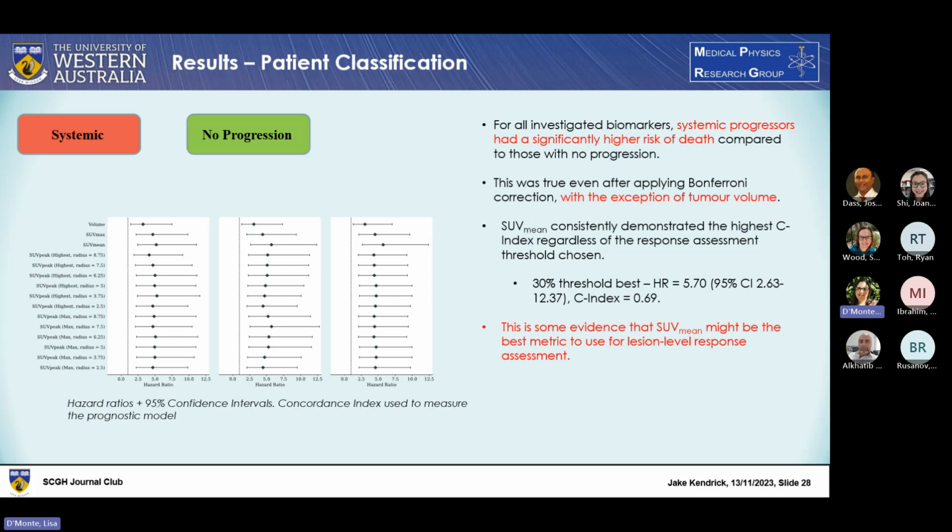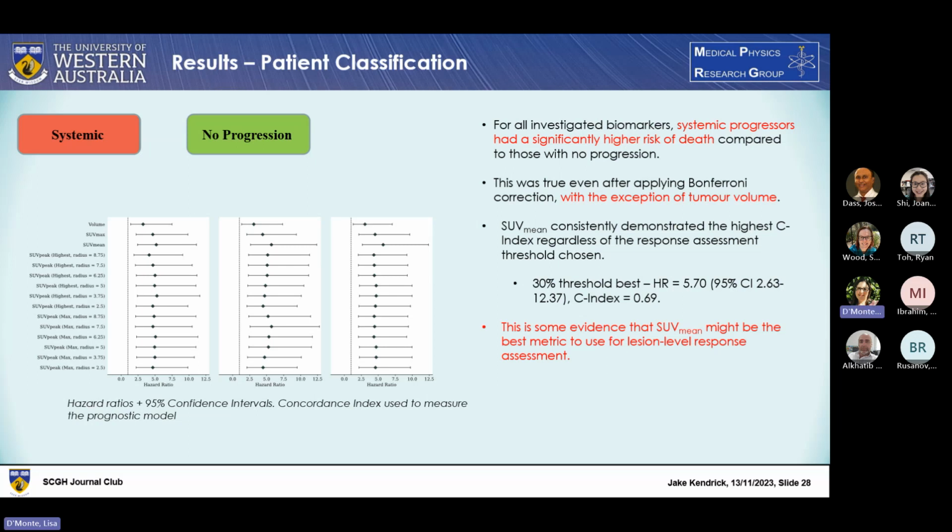But of course, we're doing a lot of testing here. So we're doing all of these biomarkers for 3 different response assessment thresholds. So we applied the Bonferroni correction as well to correct for multiple testing. So basically, for those of you who aren't aware, again, this is a statistical method of correcting for the fact that you're testing multiple different things on the same data set. And just by virtue of chance, because you're doing that so many times, you may find a statistically significant result that isn't in fact correct.